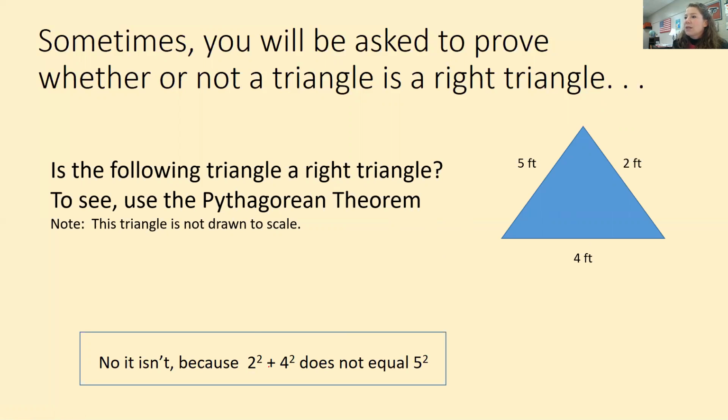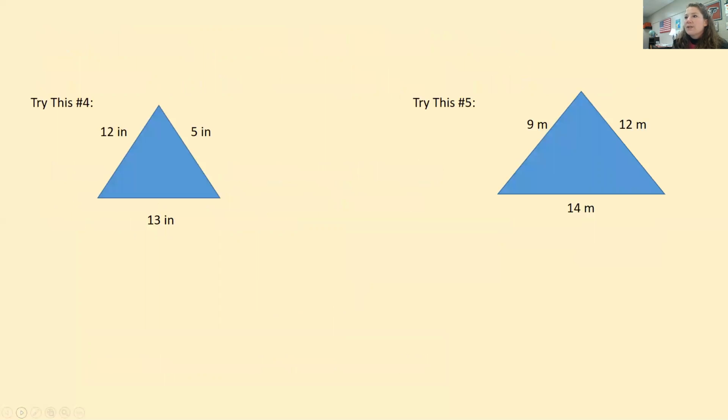So 2 squared plus 4 squared. So 2 squared is 4. 4 squared is 16. And 5 squared, which is the longest side, is 25. So now does 16 plus 4 equal 25? No, it equals 20. So that means that this triangle could not be a right triangle, not because of the way it looks. Obviously, it doesn't look like a right triangle, but because the side lengths will not form a right triangle.